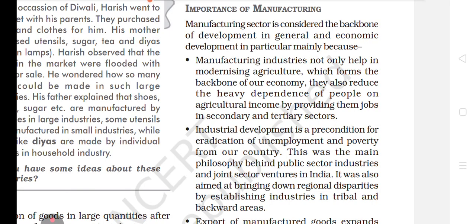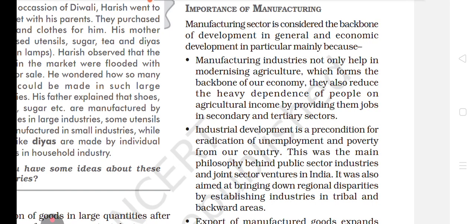First, manufacturing industries not only help in modernizing agriculture, which forms the backbone of our economy, they also reduce the heavy dependence of people on agricultural income by providing them jobs in secondary and tertiary sectors. Very important. Manufacturing industries not only help in modernizing agriculture, means they are helping in modernizing agriculture also. How? Because of manufacturing industries only, nowadays tractors are coming, isn't it? You have seen tractors are coming.